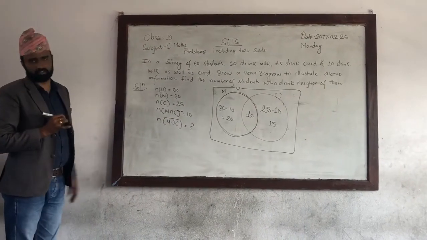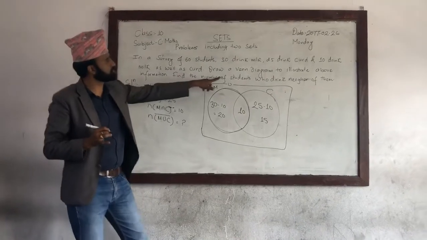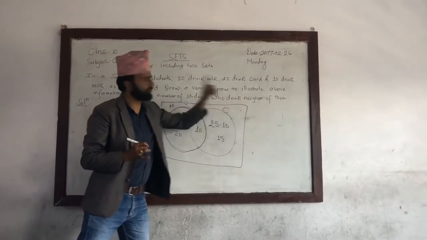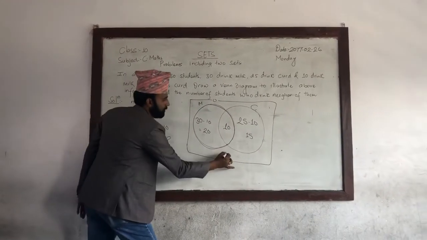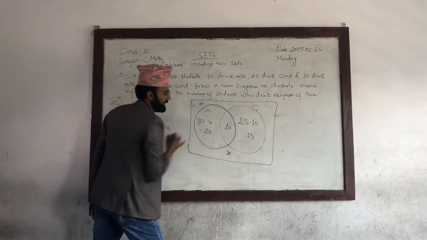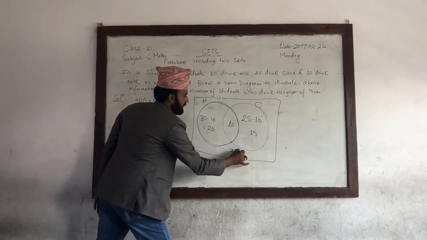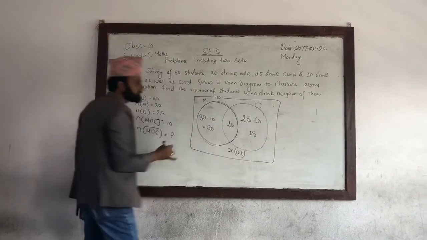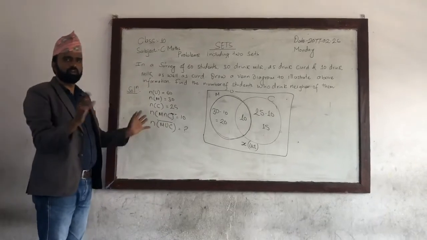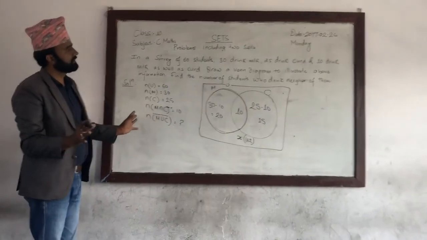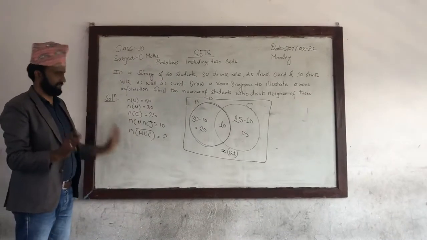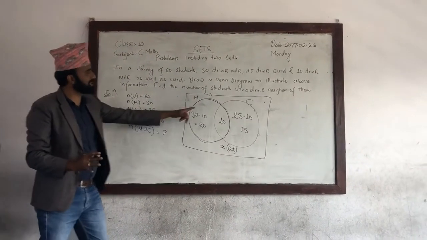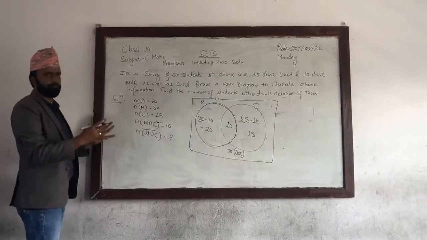That is unknown for us. Find the number of children who drink neither of them. We need to find out this. So let us suppose how many students are here? We can say x number of students do not like to drink both of the drinks. Now using this Venn diagram, we can solve very easily.